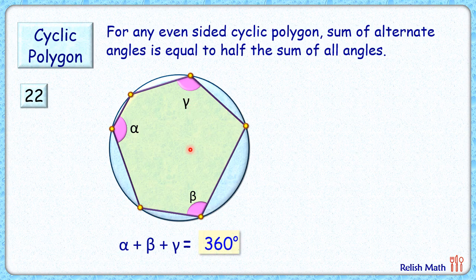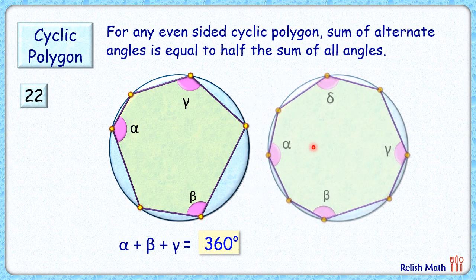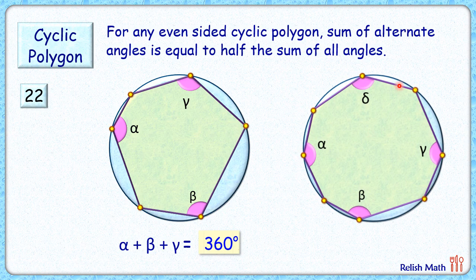Instead of 6, we could have taken 8 sides. So for 8 sides, there is an octagon, and the sum of alternate angles will be half of the sum of all angles. For an octagon, the sum of all angles is 6 times 180, so that's 1080, and half of it is 540. So alpha plus beta plus gamma plus delta is 540 degrees. Let's check the next theorem.